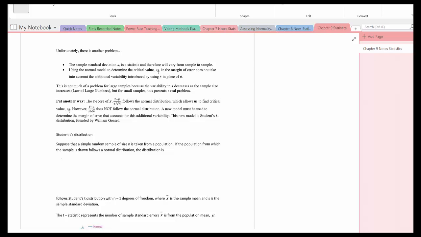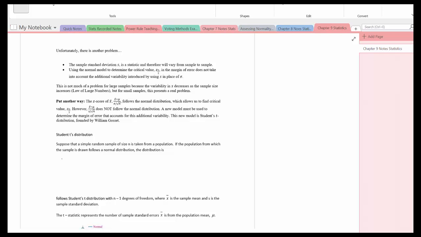Quick story about Gossett. Gossett worked for the Guinness Brewing Company. Yes, that Guinness Brewing Company. He was in charge of conducting experiments at the brewery to identify the best barley variety for new beers. He used very small batches and sets to create these new beers. The problem is Guinness would not allow Gossett to publish his results under his real name. Therefore, he chose to change his name and publish the results under Student.